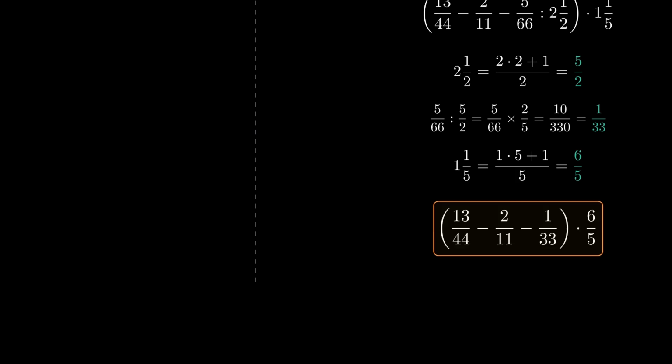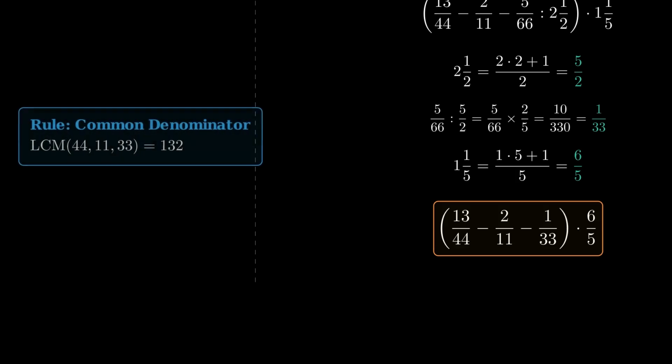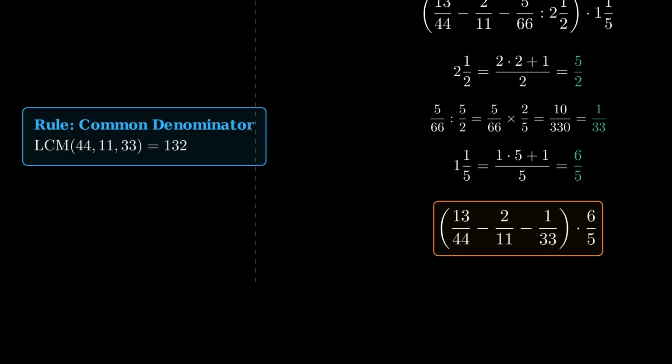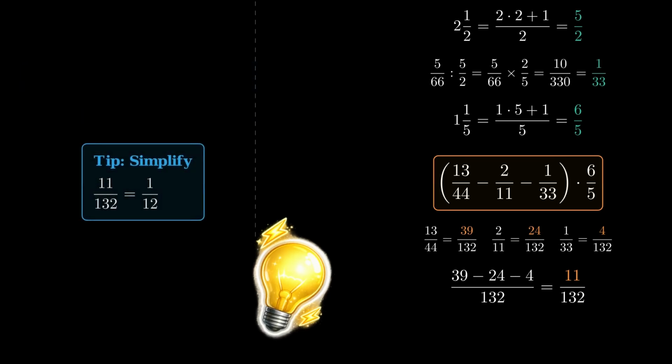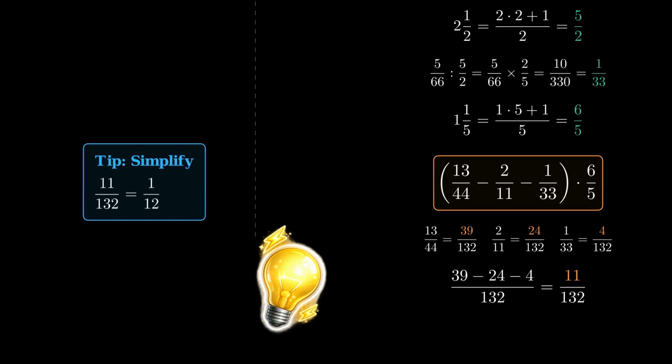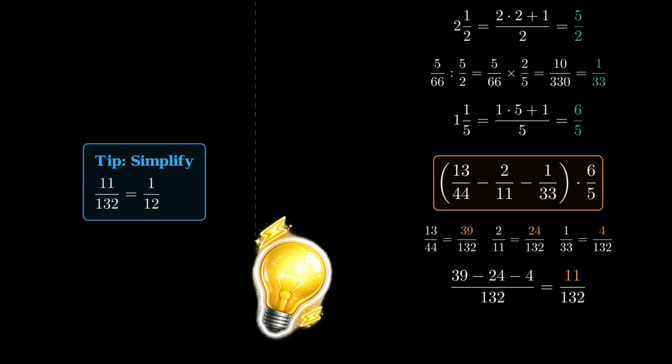6/5. Much cleaner. To subtract these fractions, we need a common denominator. The least common multiple of 44, 11, and 33 is 132. Convert each fraction. 13 over 44 becomes 39 over 132. 2 over 11 becomes 24. And 1 over 33 becomes 4. Subtract the numerators. 39 minus 24 minus 4 equals 11. So we get 11 over 132. Oh wow. 11 over 132 simplifies beautifully to 1/12. Because 132 divided by 11 is 12.